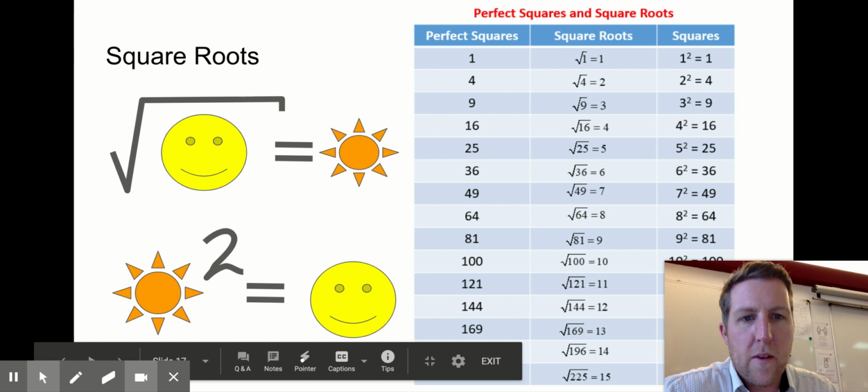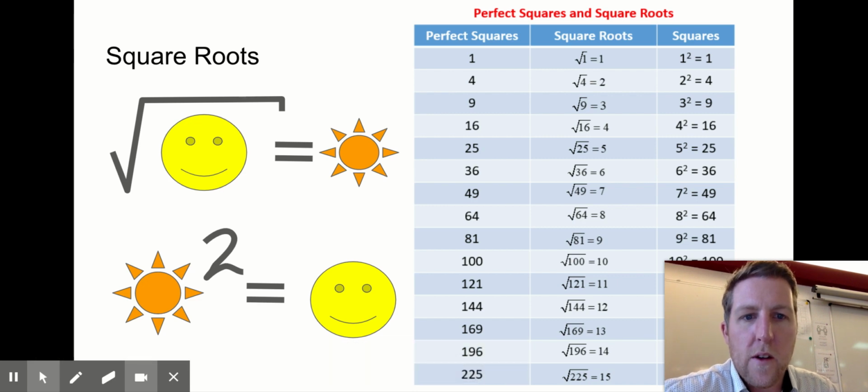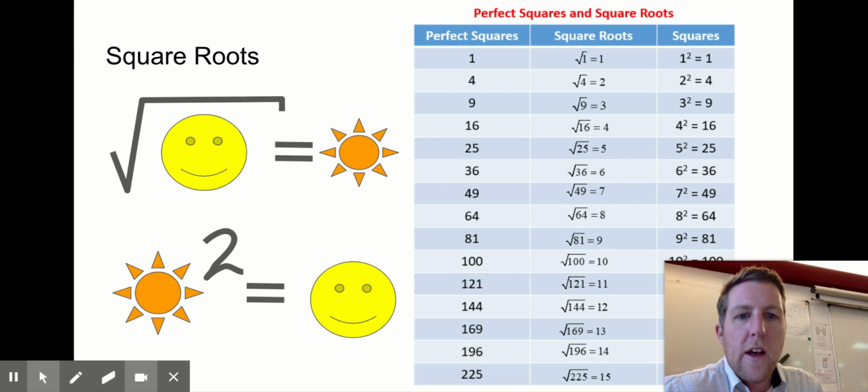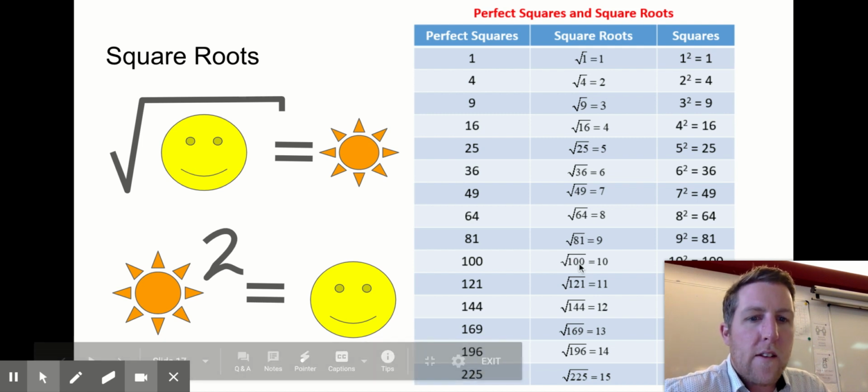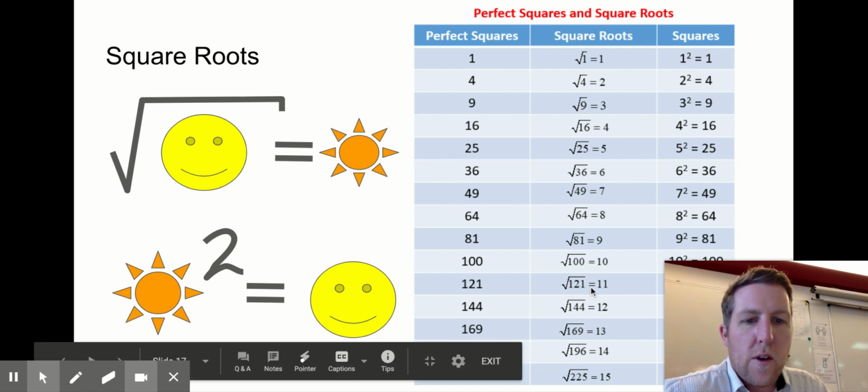Okay, so these are the basic ones you need to know. I've put some in your guided notes, so you need to look at those. And you could copy them from here, but you have to have these ones memorized at least until 121, which is 11 squared. You can't see it over here, but these basic ones are the most important.